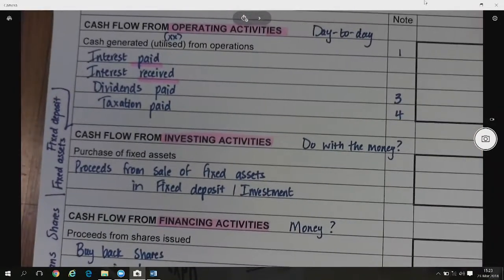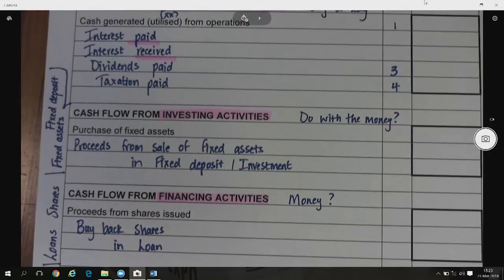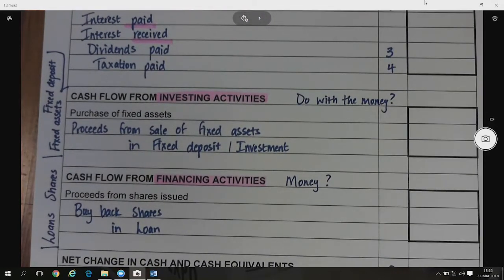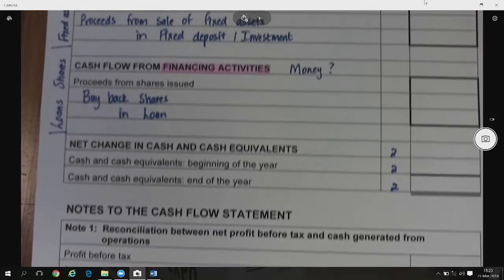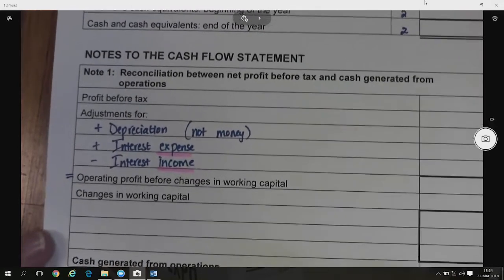Please make sure that you know your cash flow statement, that you know exactly what part is operating, what part is investing, and what part is financing, so that you don't struggle to do that. You must just do the work, do your calculations, know exactly what to do. For note number 1, we already fill in depreciation plus interest expense minus interest income, and that equals operating profit before changes in working capital.